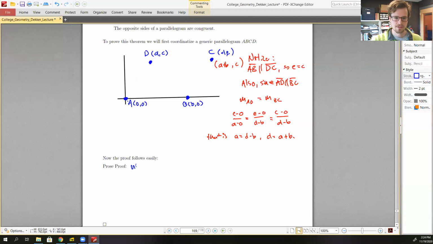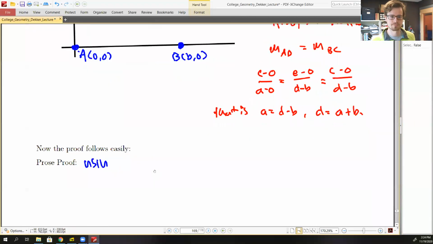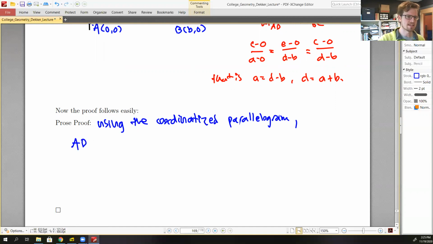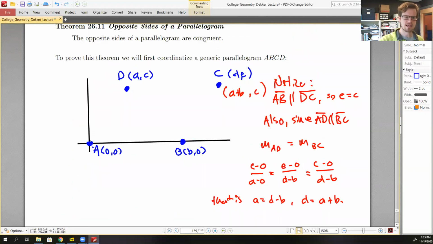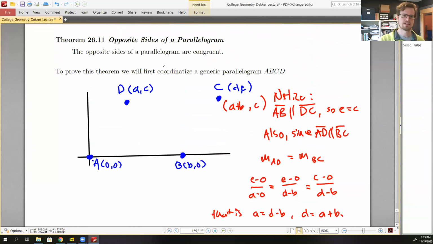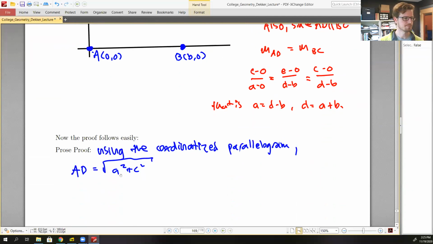All right, so using the coordinatized parallelogram, we have the distance from A to D. From A to D, we can use the distance formula. So that's going to be the square root of A squared plus C squared in this case. Change in run, A minus 0, change in height, C minus 0, both of those being squared, take the square root.